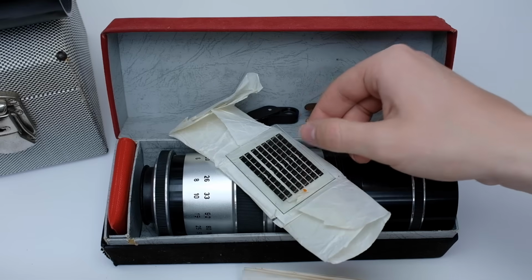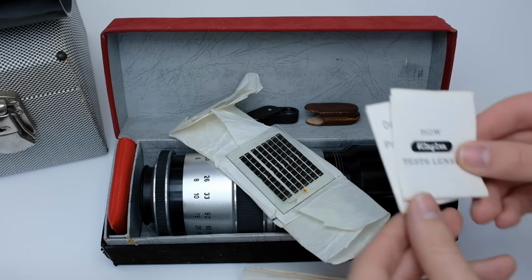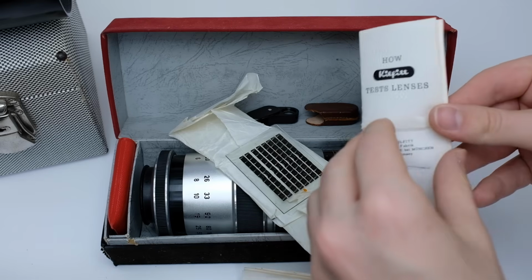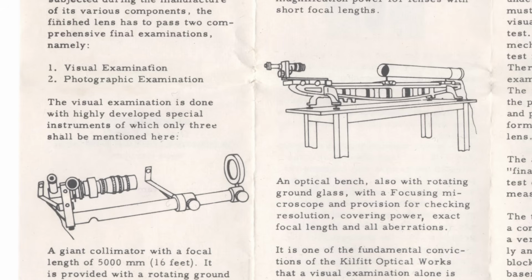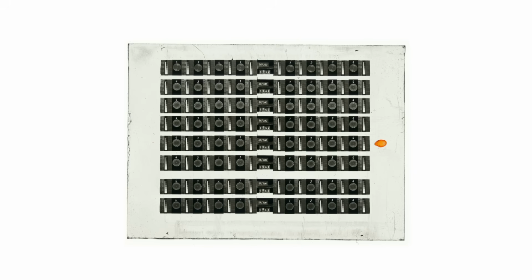And to understand what it is, we can look at the leaflets. So we have one in German and then an English translation. And reading through it, it turns out it's an exhaustive description of all the quality checks Kilfitt does on every individual lens it sells. And where the glass plate comes in is in the final test, the photographic test.